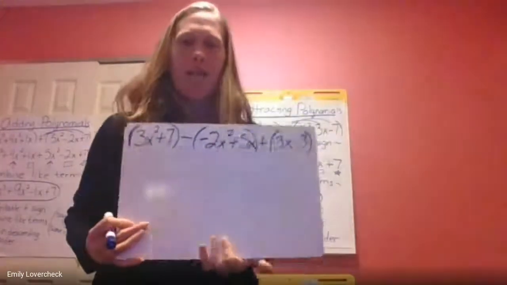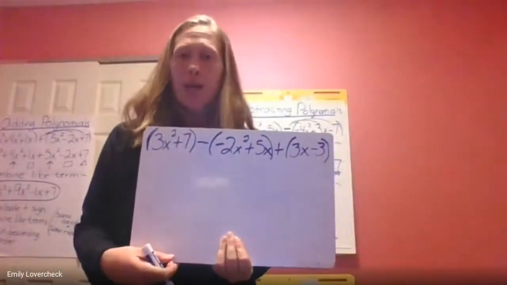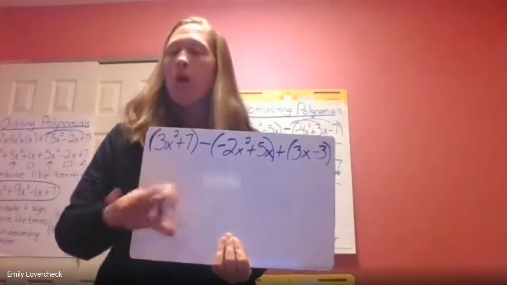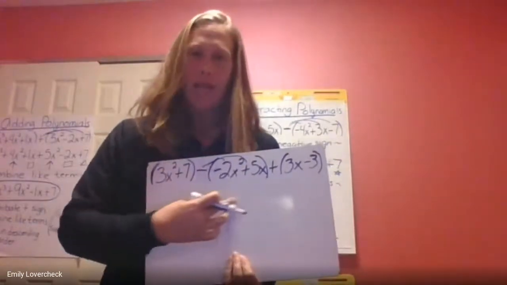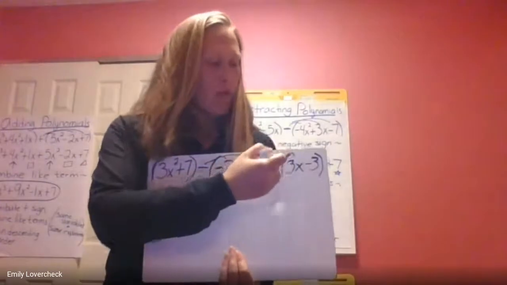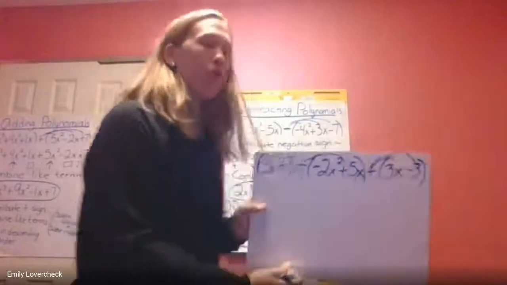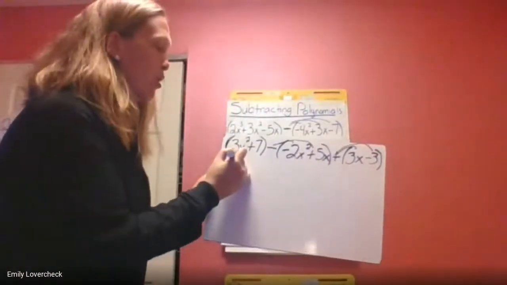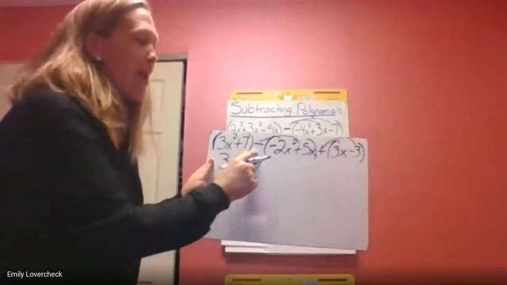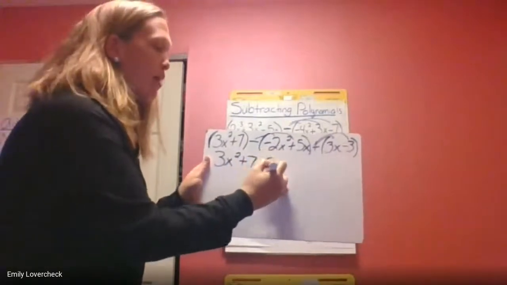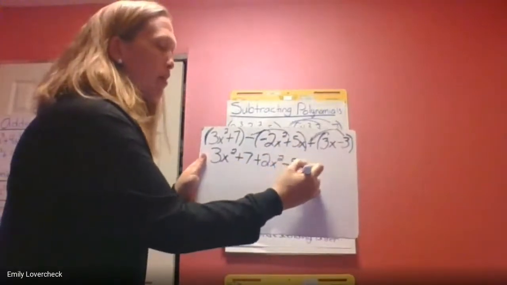So let's start here. I have the problem (3x squared plus 7) minus (negative 2x squared plus 5x) plus (3x minus 3). Before I do anything, I want to get rid of those parentheses. So I'm going to distribute my negative sign to this binomial only, and I'm going to distribute my addition sign to that binomial only. And then I'm going to multiply them through. So when I get that, this first term stays the same. So it's going to be 3x squared plus 7. Okay? A negative times a negative becomes positive. A negative times a positive becomes negative.